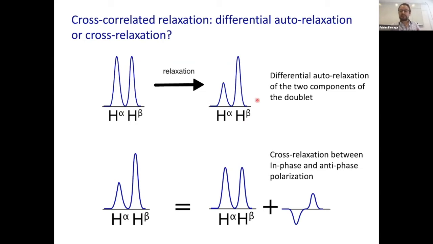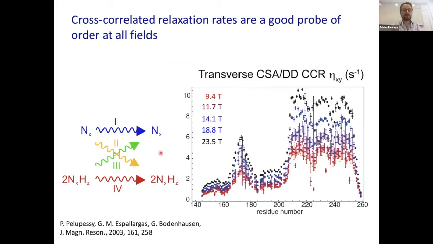So we can represent this as a difference of auto-relaxation rates for these two transitions, but we can also represent this in a different way, saying that this now asymmetric doublet is actually the sum of an in-phase doublet and an anti-phase component. And so this cross-correlated cross-relaxation effect leads to this relaxation interference that we see here, but also can be represented as just cross-relaxation between the in-phase and the anti-phase coherences. And this is actually the way we measure it.